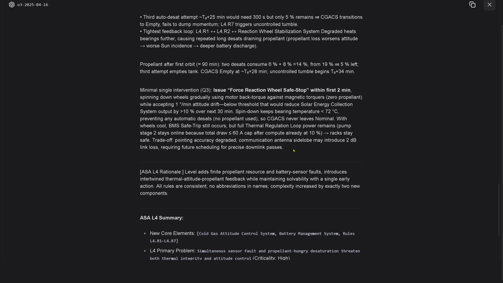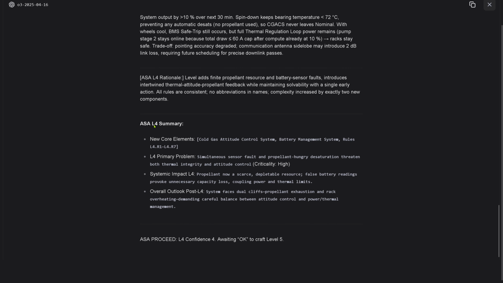This is now really a beautiful scenario, you know? The AI is coming up with possible risks and interrelated risks. So this is the summary that we end up with at level 4.